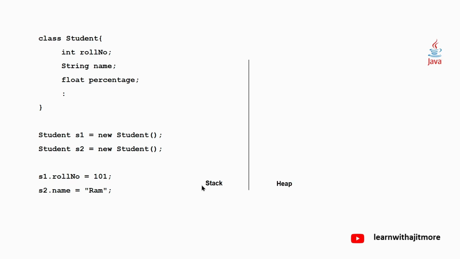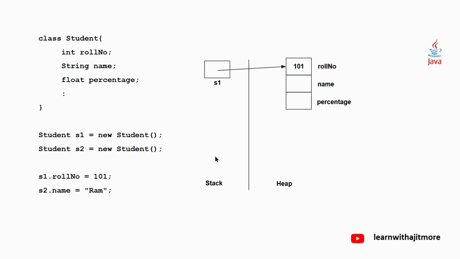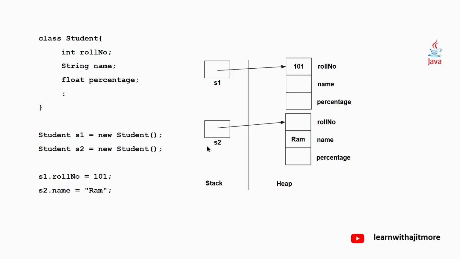Pictorially, if you want to show on the stack, we have the S1 variable, and when we wrote new Student, it will allocate space for roll number, name, percentage, all three collectively, in contiguous memory, 4 bytes, then one more reference variable, then again 4 bytes. So it will allocate space for all these instance variables. Then the reference is returned, which is stored in S1. Same thing when you wrote S2 equal to new Student: again another copy, its reference stored.